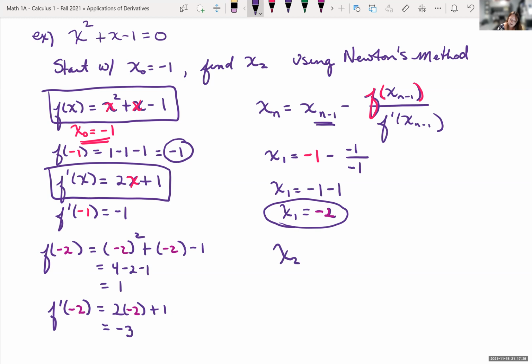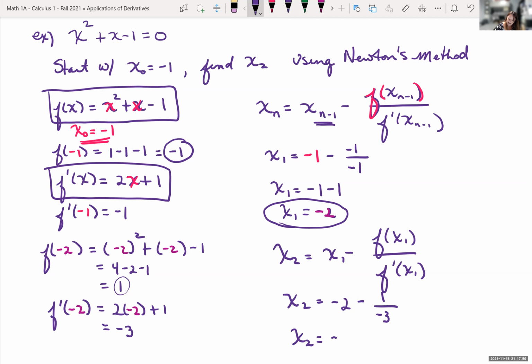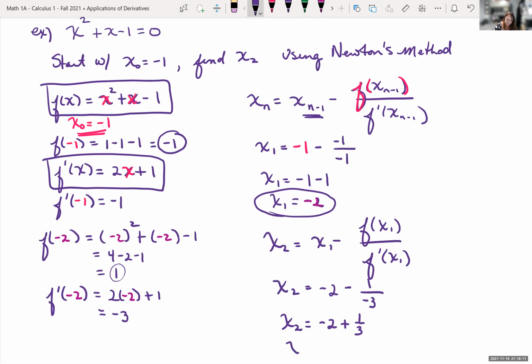So our x sub 2 value is going to be our x sub 1 value minus f of x sub 1 all over f prime of x sub 1. So this equals negative 2 minus f of x sub 1, which was our positive 1, all over f prime of x sub 1, which was negative 3. So this gives us negative 2 plus 1/3. So negative 6/3 plus 1/3 is negative 5/3, or negative 1 and 2/3.